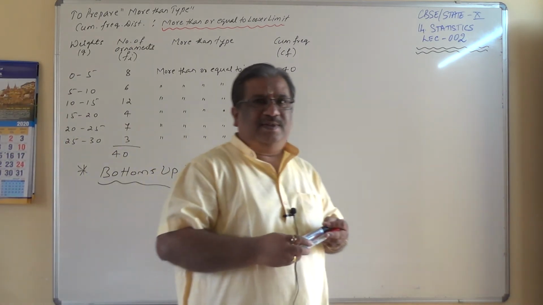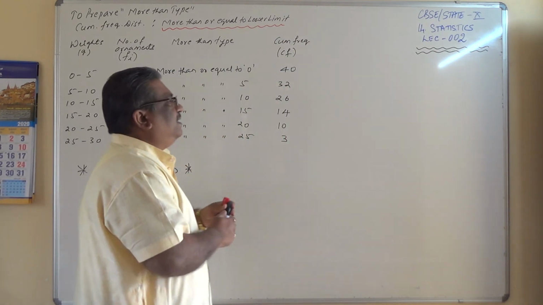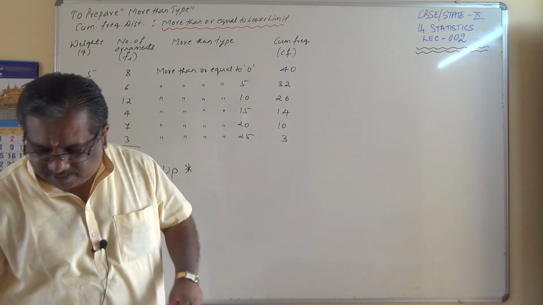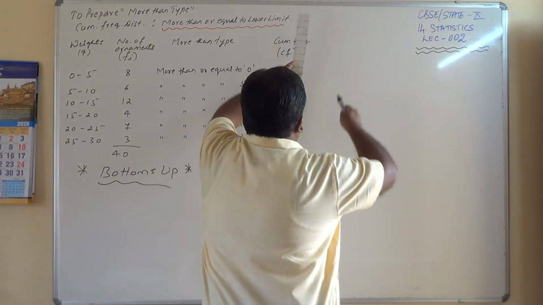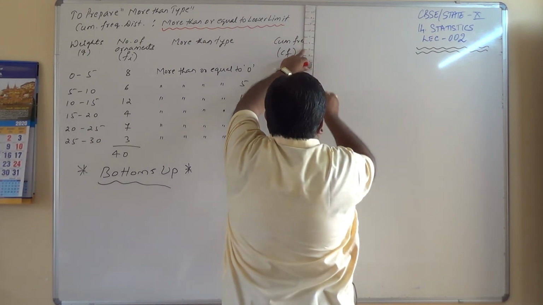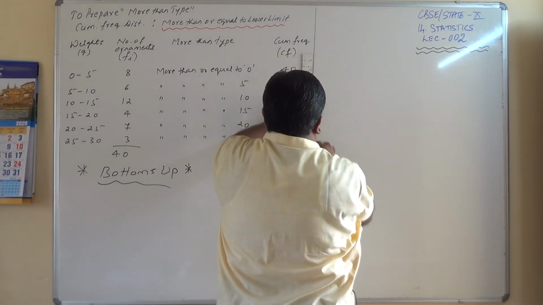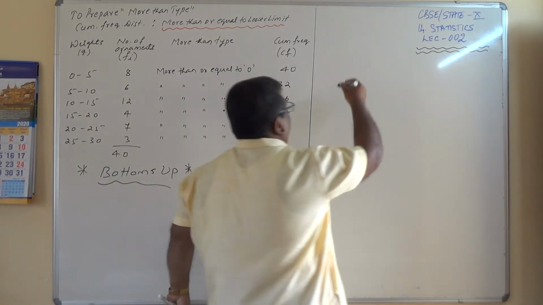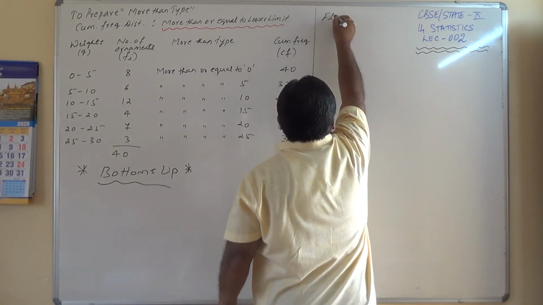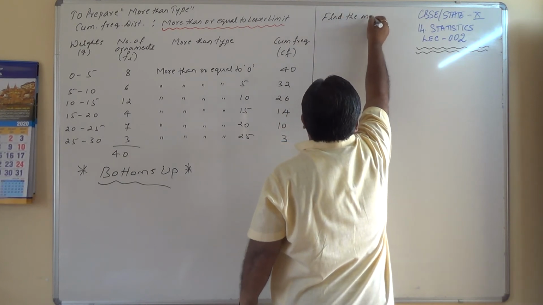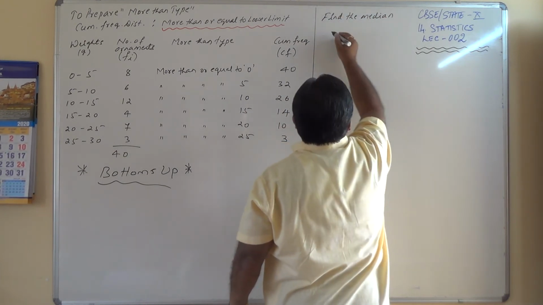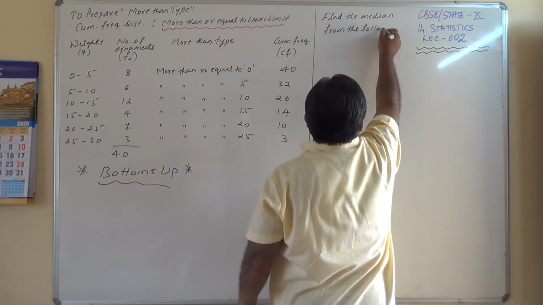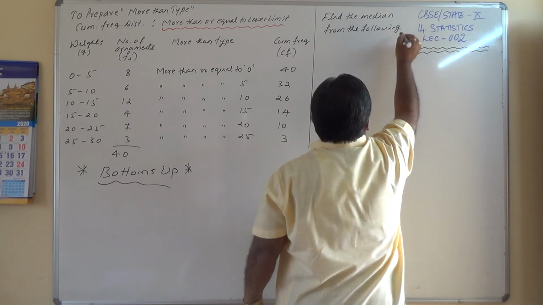Good, you have understood this. Next, we'll take the problem now. That problem is something like this. You have to find the median now. Question is, find the median from the following distribution.